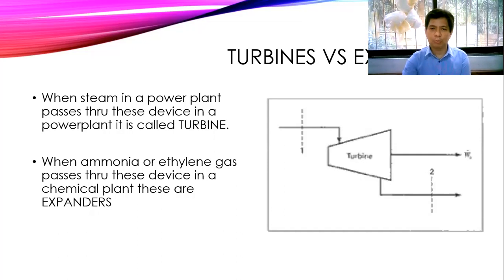Yun yung difference ng turbine at saka expander. Pag steam yung dumadaan, turbine. Pag hindi steam, baka ammonia or ethylene, expander. Tapos sa Aspen HYSYS, ang tawag dyan, expander.